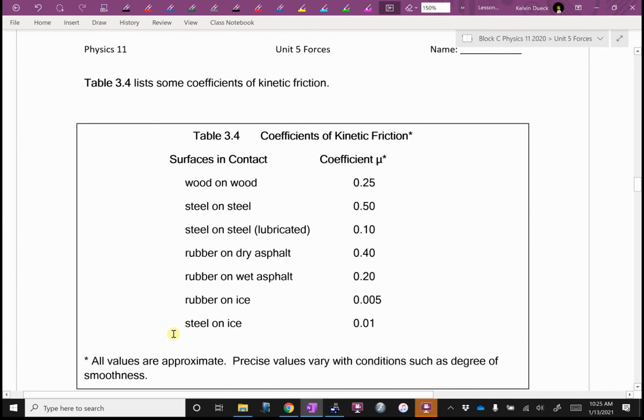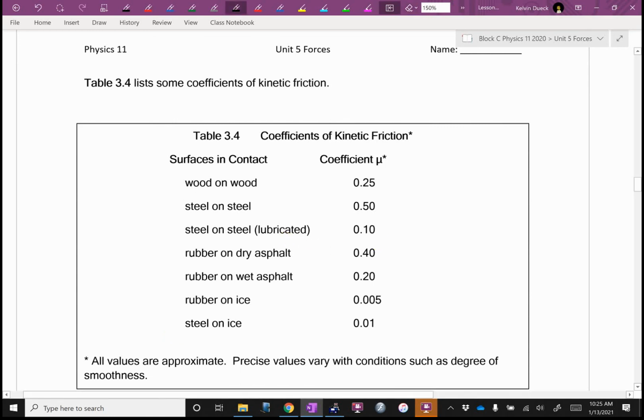You don't need to memorize any of these, but since I've talked to you about mu, the coefficient of friction, here are just some common ones. Wood on wood is about 0.25. Steel on steel is terrible. It's 0.5. So how do we get around that with machinery? You lubricate it, yeah. When we lubricate it, the next one goes down to about 0.1.